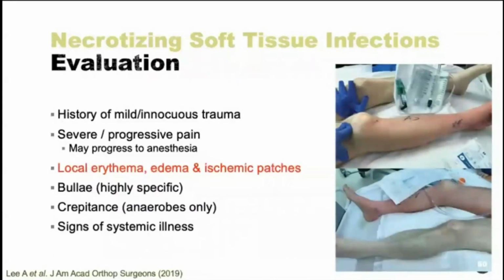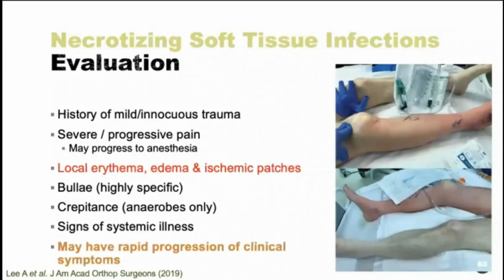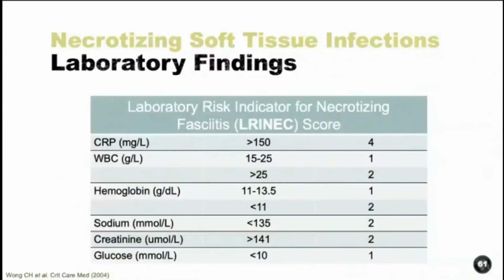Patients may also have a rapid progression of clinical symptoms and can present with a SIRS or sepsis type picture as well. Certain laboratory findings have been identified, and these have been used to form the LRINEC score. This stands for Laboratory Risk Indicator for Necrotizing Fasciitis. This tool was developed to help differentiate necrotizing fasciitis from cellulitis, abscess, or other relatively more benign soft tissue infections.